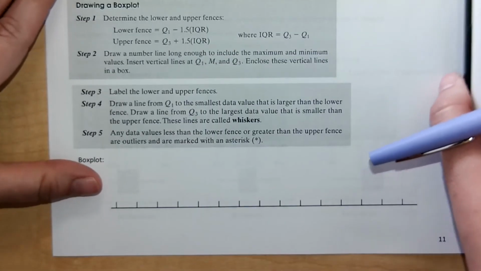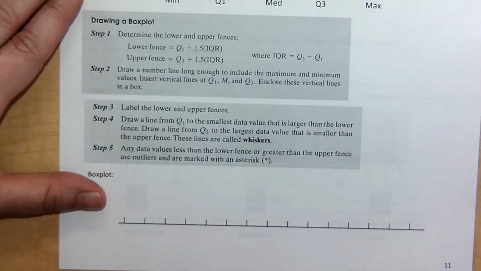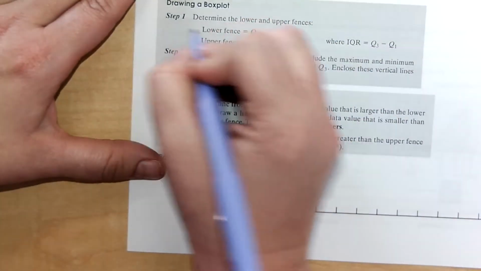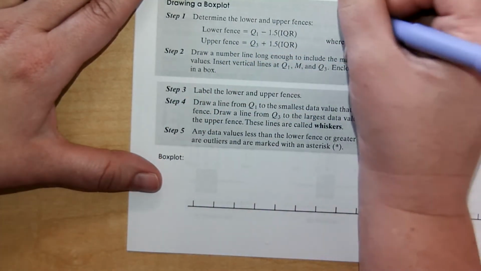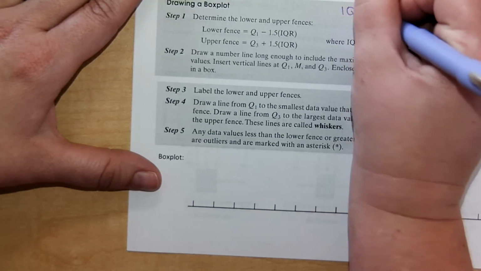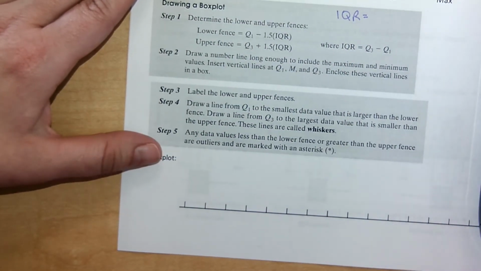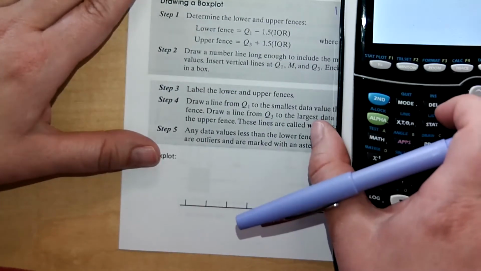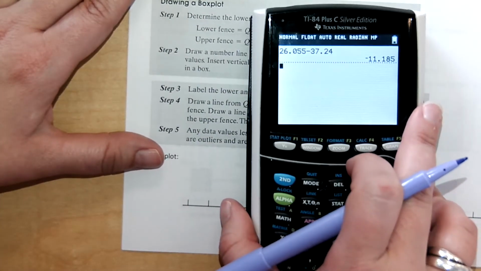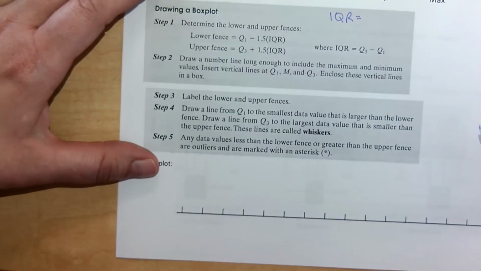So you need your 5-number summary. And from that, we're going to draw what's called a box plot, or a box and whisker plot. So the first thing we need to do is determine the fences, the lower fence and the upper fence, like we were just practicing. So let's get our IQR for this data. 26.055. And you can subtract them in either order. If you get a negative number, just know that it should be positive. So I subtracted them out of order, but it's okay. 11.185 is my IQR.